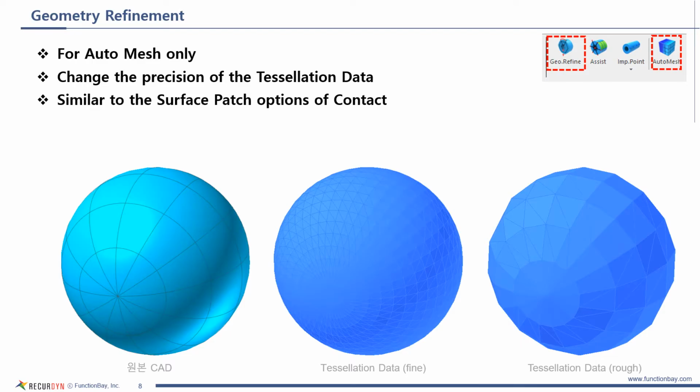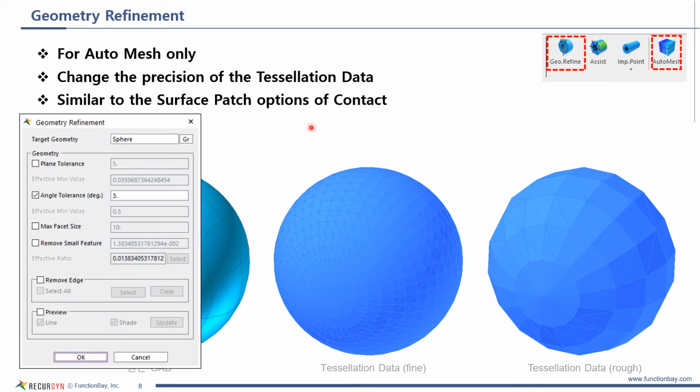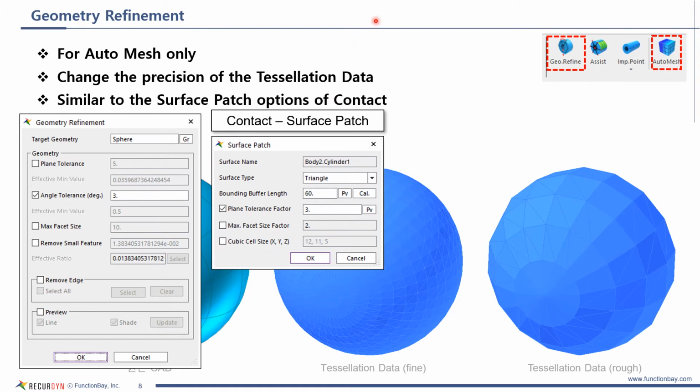Geo-refinement was mentioned when I introduced AutoMesh. This is a pre-processing function that can be used for AutoMesh only. This dialog box allows you to adjust the precision of the tessellation data to be used for AutoMesh. I think you can use it easily because the parameters are similar to the ones of surface patch of contact dialog.